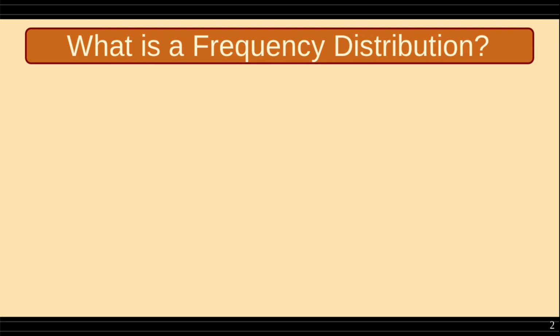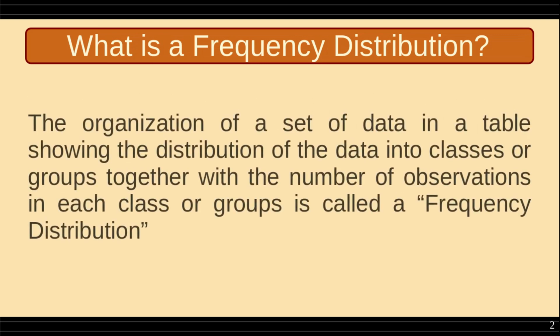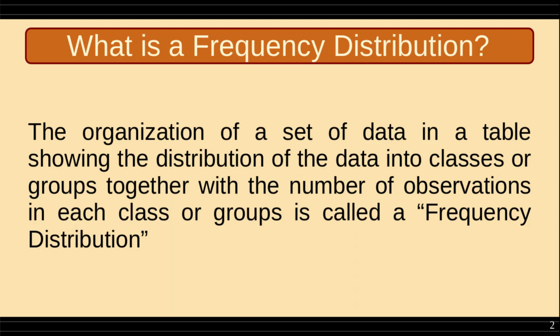What is a frequency distribution? The organization of a set of data in a table showing the distribution of the data into classes or groups, together with the number of observations in each class or group, is called a frequency distribution.